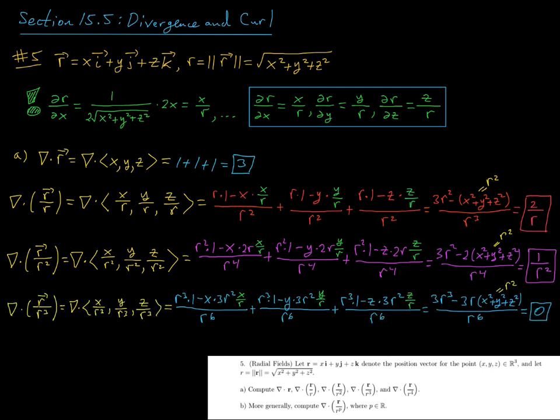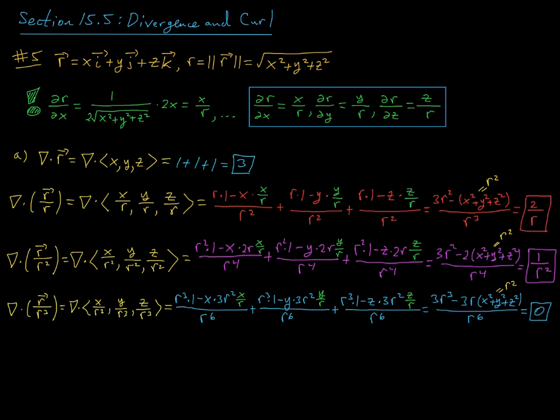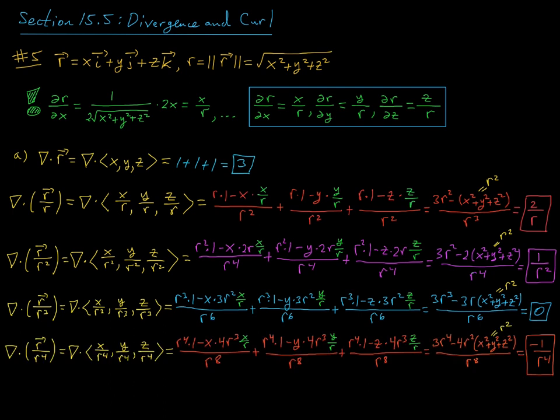When you have r divided by its magnitude cubed, something interesting happens here. You wind up with 3r cubed minus 3r times that quantity, x squared plus y squared plus z squared, which is just r squared. So here you get 3r cubed minus 3r cubed, which is just 0. Okay, so in this case where the exponent on the magnitude there is 3, you wind up getting a divergence that's constant 0.